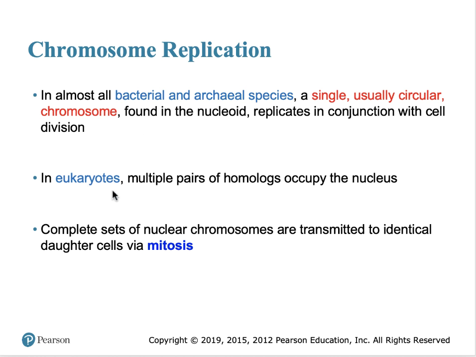But in eukaryotes such as us, we have multiple linear chromosomes that are present inside a nucleus. So the geography is different. Therefore, the question is, are the mechanisms of chromosome replication different? So you need to know the answer to that.